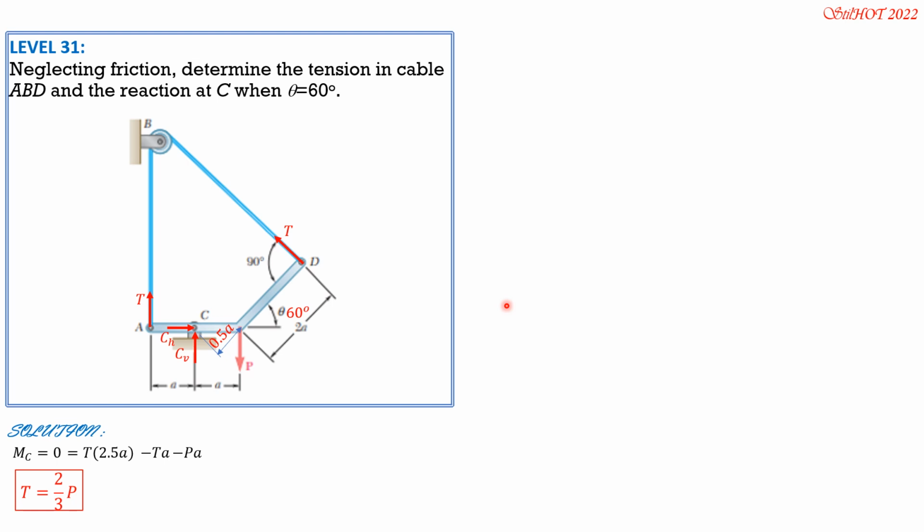Then, for the reaction at C, the horizontal component of the resultant is 0. So it is equal to CH minus, because this is 60 degrees, the angle between the vertical and this normal or perpendicular to this inclined bar is also 60. So the component of T is to the left. It is T sine of 60, minus T sine 60. Substituting the value of T, which is 2/3 P, CH is 2/3 P sine of 60 degrees.